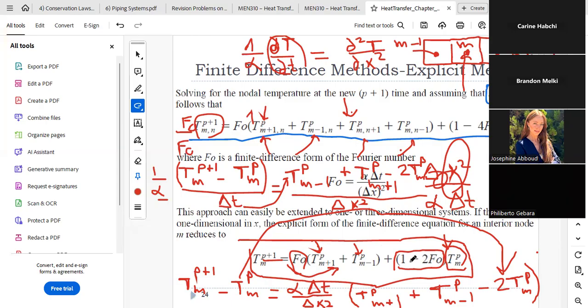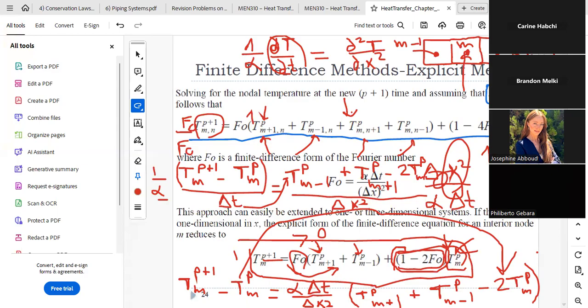Okay, so if you look at the following case, the coefficient of T_m^(p+1) is 1, which is positive. The coefficient of T_(m+1)^p and T_(m-1)^p is the Fourier number, which is also positive. We have only the possibility of getting a negative result for the coefficient of T_m^p. So to ensure that we'll not have divergence, we can put the following condition. We can say that 1 minus 2 Fourier should be positive.